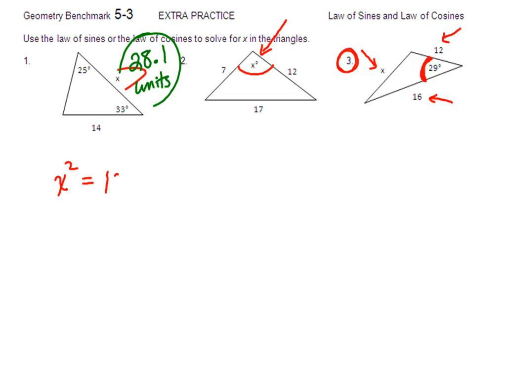So I'll say 12 squared plus 16 squared. Kind of looks like the Pythagorean theorem right there. Minus 2 times a times b, so 2 times 12 times 16, times the cosine of the angle, 29.